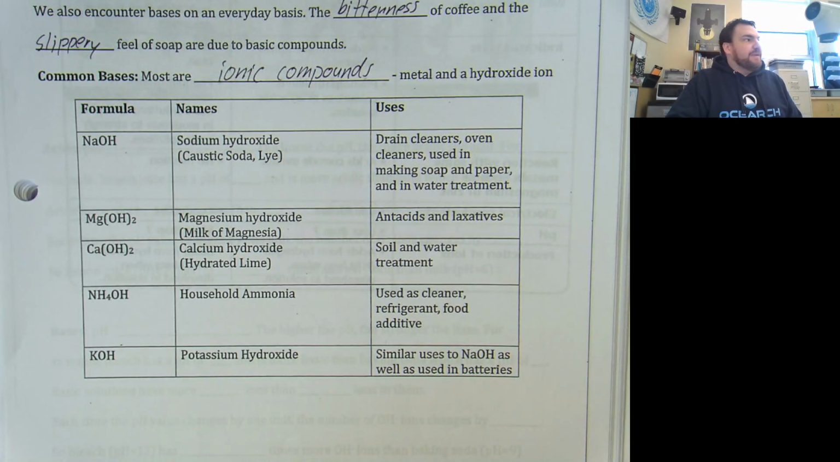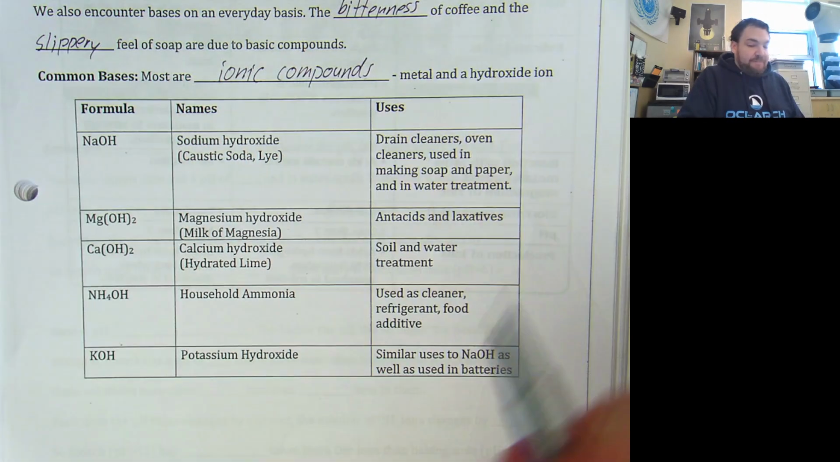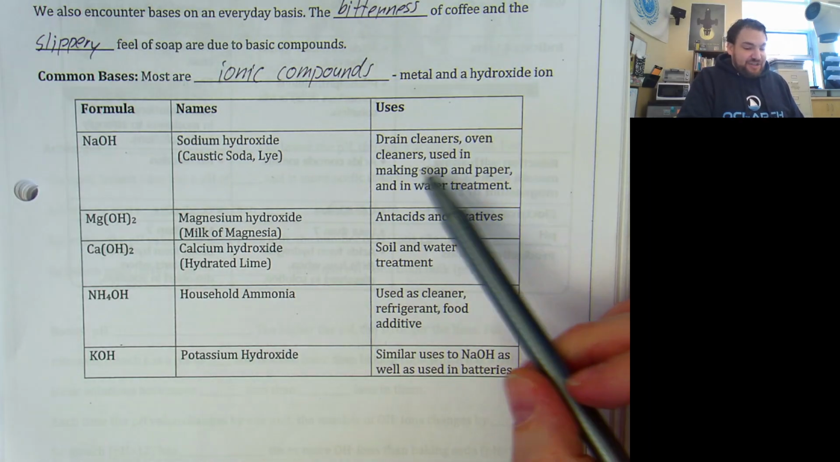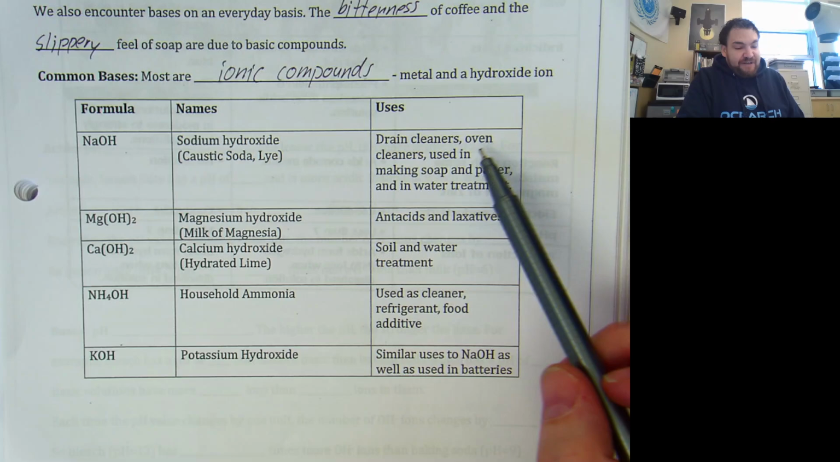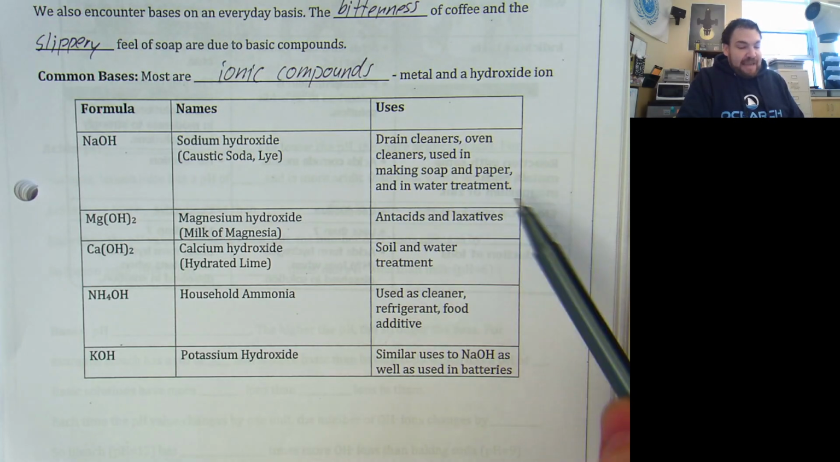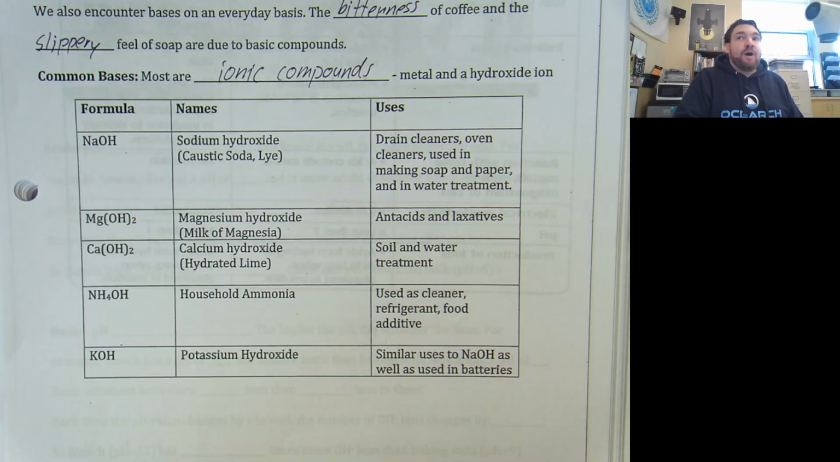Now, when we typically think of something that's going to burn you in the lab, we think of acids. But really, if you want to play with things that are more dangerous, you play with the bases. The bases are pretty gnarly. The first one is sodium hydroxide, also called caustic soda, also called lye. It's used as a drain cleaner, an oven cleaner. It's used in making soap and making paper and in treatment of water.